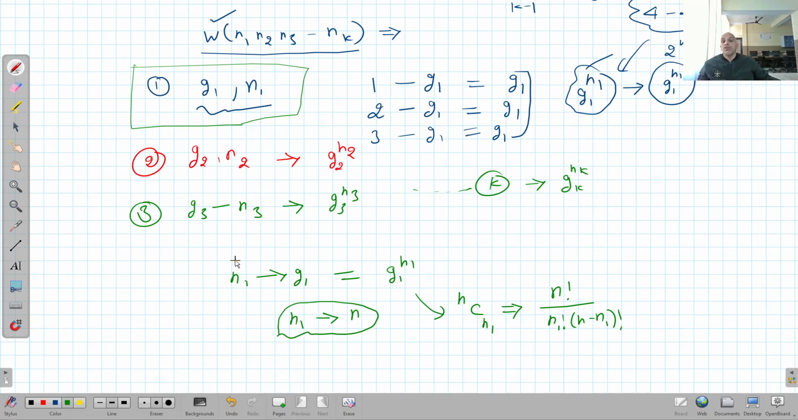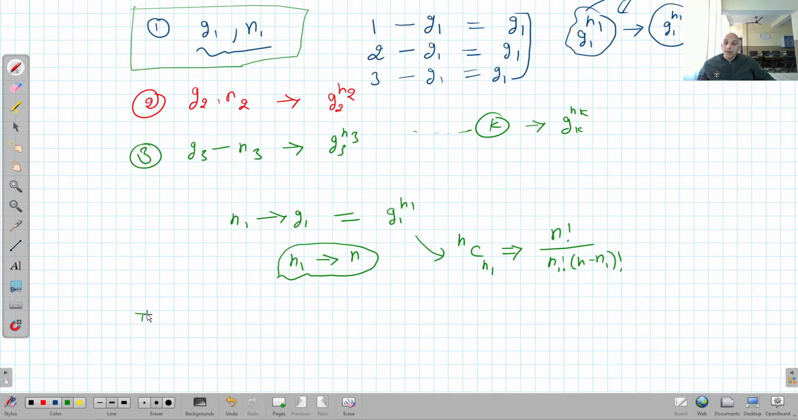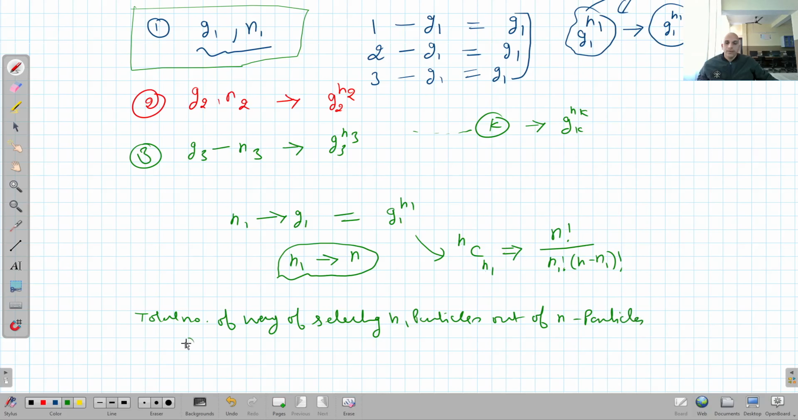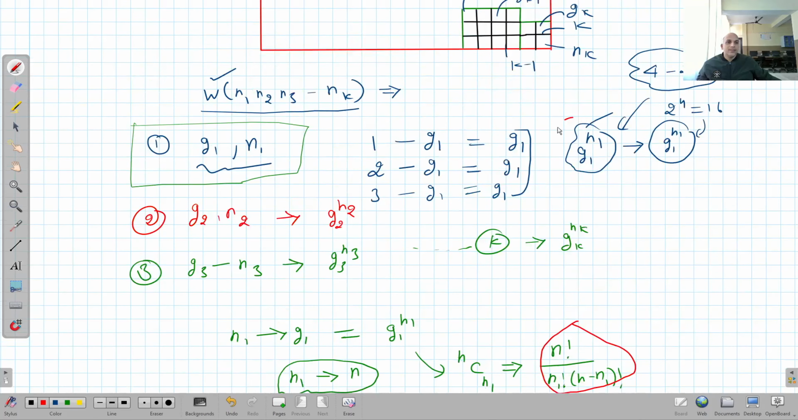So now the total number of ways of selecting N1 particles out of N particles and then distributing them in the first compartment having G1 cells will obviously be this figure multiplied by this figure. Clear?